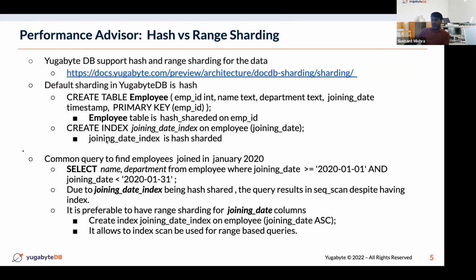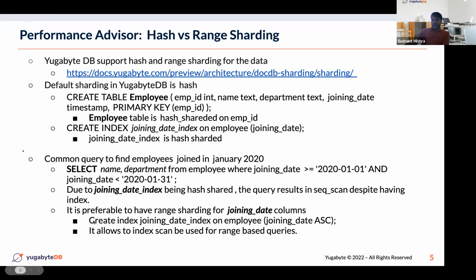As much as we have an index on joining date already created, since that index is hash sharded, the query still has to do a sequential scan. It needs to go to every shard, retrieve the data, filter out the results which are part of this particular range, and then return those results. So what is preferable in this particular case is to have range sharding for the joining date column.